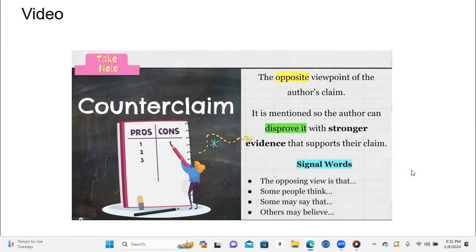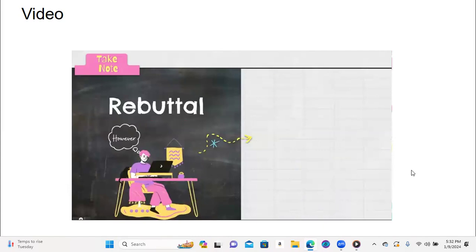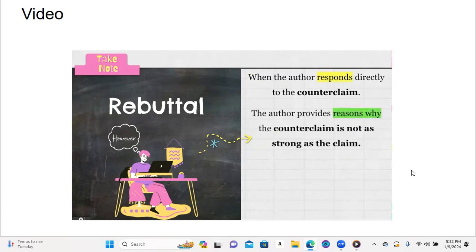So signal words. If you're reading and you're trying to find the opposite viewpoint, here are some words that will help you. The opposing view is that, some people think that, some people may say that, others may believe, fill in the blank. So whatever comes after these signal words is typically a counterclaim. That's the opposite of what the author believes. And then after the counterclaim, we come in with a rebuttal. That's when the author responds directly to the counterclaim. The author provides reasons why the counterclaim is not as strong as their claim.